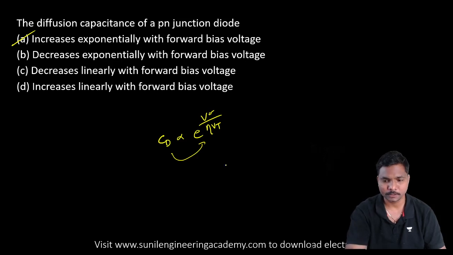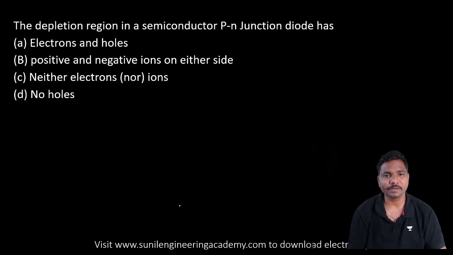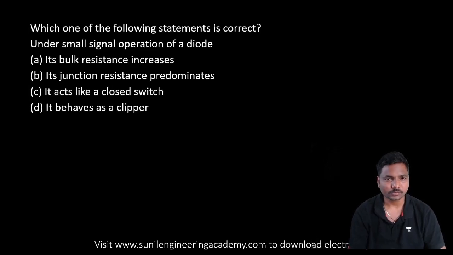Coming to the next question. The depletion region of a semiconductor PN junction diode has dash. The depletion region contains immobile positive and negative ions on either side. So the answer is option B. Coming to the next question. Which of the following statements is correct under small signal operation?